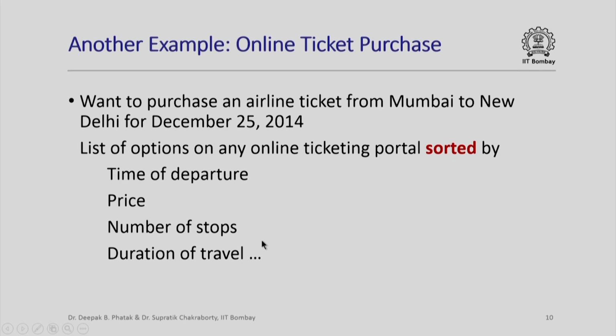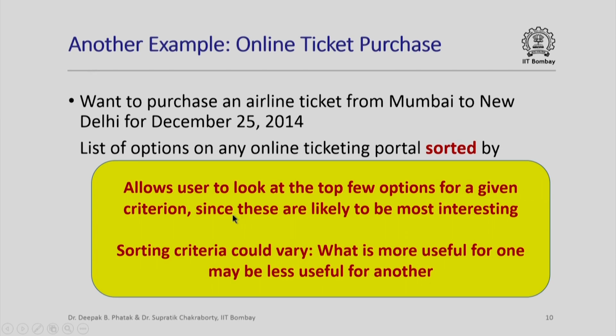decreasing order. For example, I might be interested in finding out the earliest flight on December 25th, 2014 from Mumbai to New Delhi, or I might be interested in the least expensive flight for the same source and destination on the same date. So basically the user has the option to decide what the sorting criterion is, and the user is usually interested in the top few ranked results for a given criterion and a given ordering, since these are likely to be the most interesting.